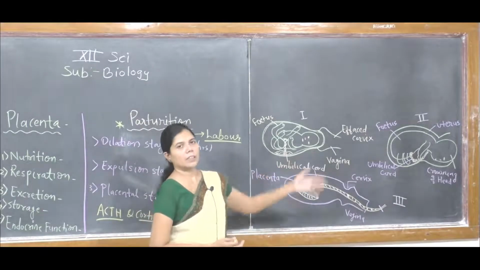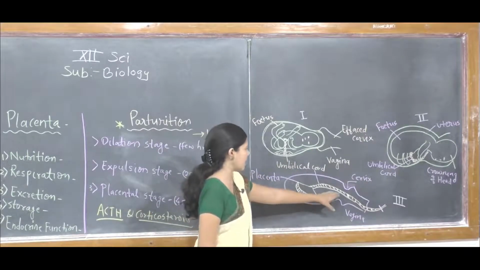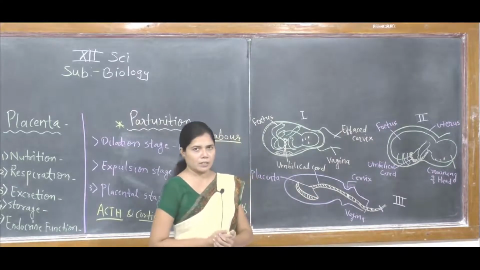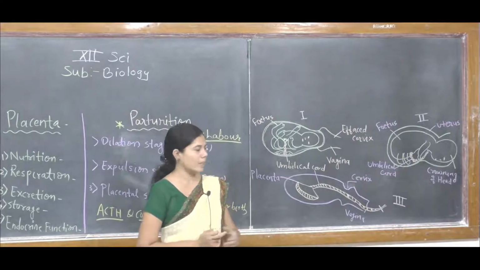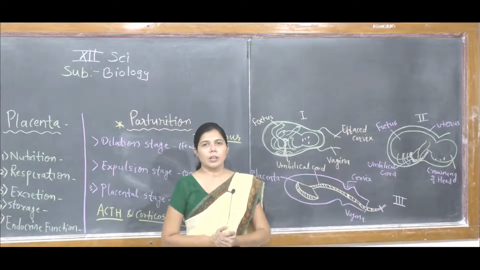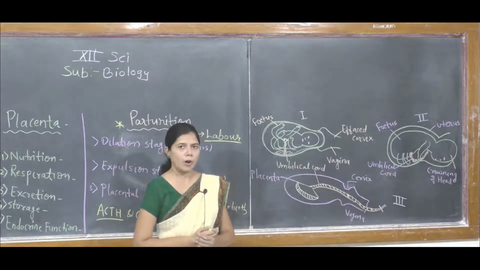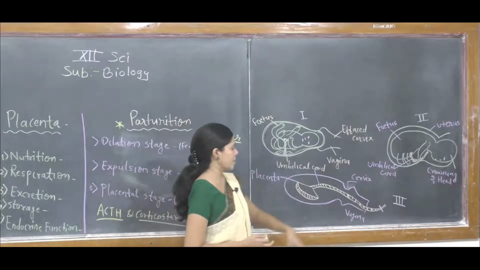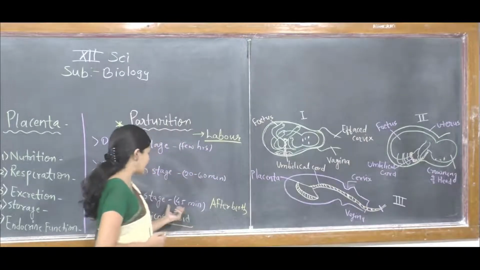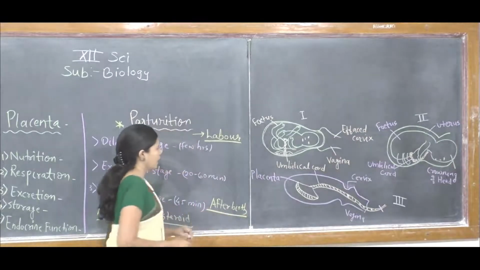And here the procedure of delivery of the baby is complete. After the delivery of the baby, the remaining portion of the umbilical cord and placenta comes out by the stronger contraction of the myometrium, or the wall of the uterus, and then it is tied and cut off. This is known as the placental stage, or the afterbirth.